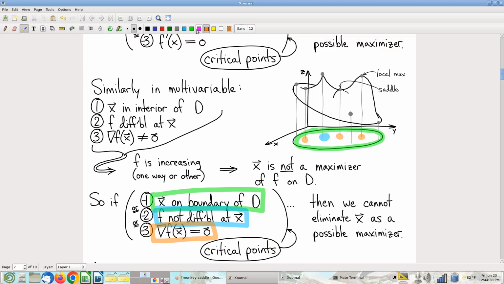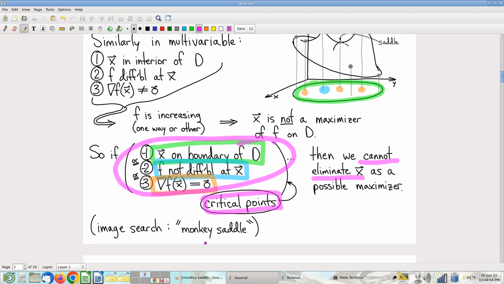I don't know what's going on at those points. And because of my lack of ability to eliminate those points, I throw up my hands, confess I have no idea what's going on, and I do so by calling them critical points. All right, is everybody good?